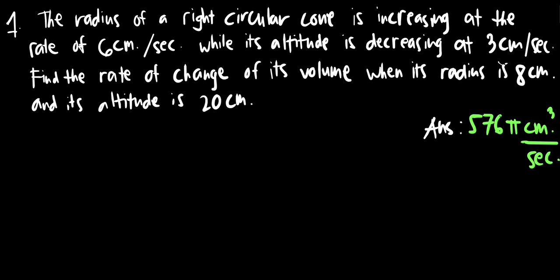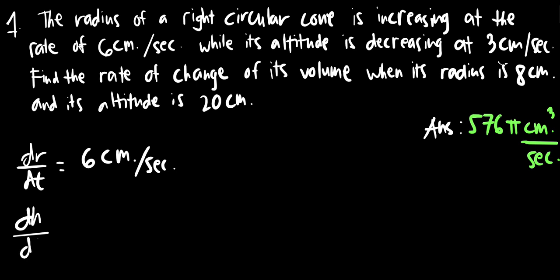So for number 1, the radius of a right circular cone is increasing at a rate of 6 centimeters per second. So the radius of a cone is increasing. So dr over dt is equal to 6 cm per second. While its altitude is decreasing at 3 centimeters per second, so we have dh over dt. Decreasing at 3 centimeters per second, so negative 3 centimeters per second.